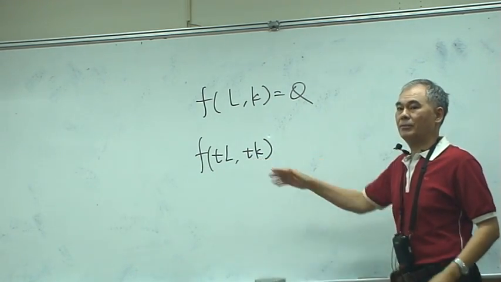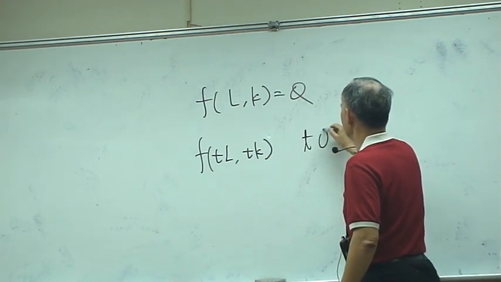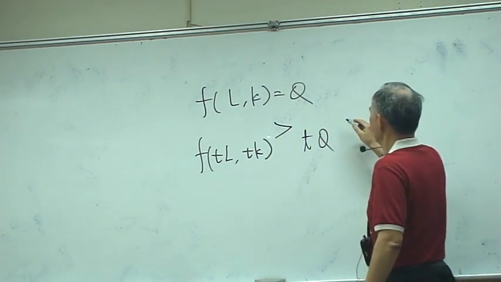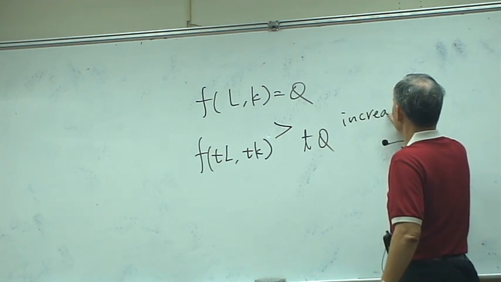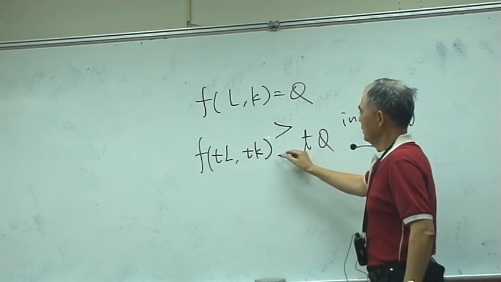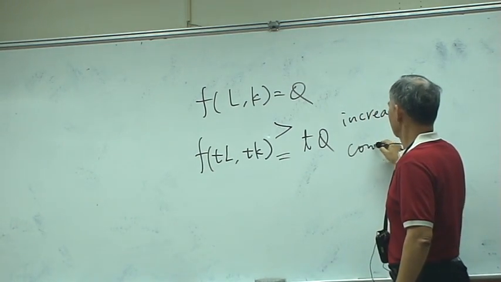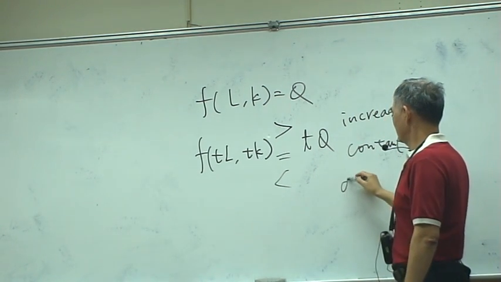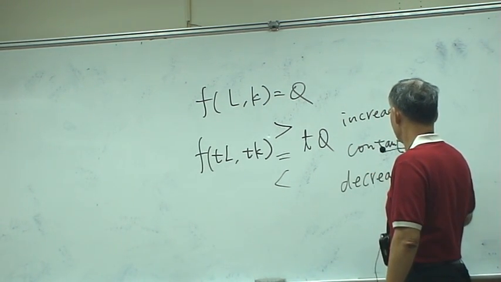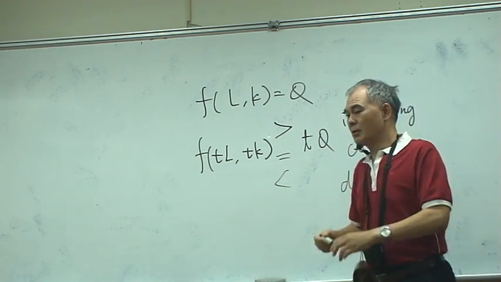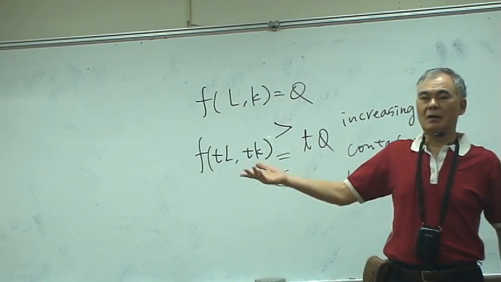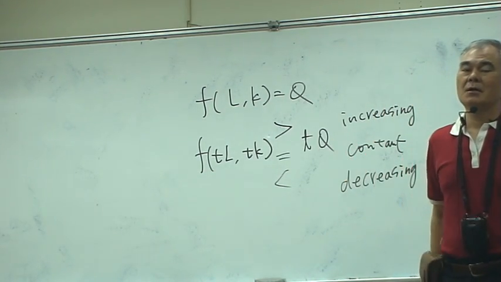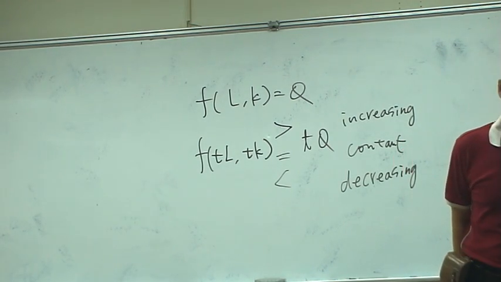And now we have to compare with tQ, okay? So if it is greater, it is called increasing returns to scale. If it is equal, it is called constant. If it is less than, it is called decreasing. Generally, other professors, when they talk about this idea, just introduce it to you and it's done. But really, you want to think about it, okay?